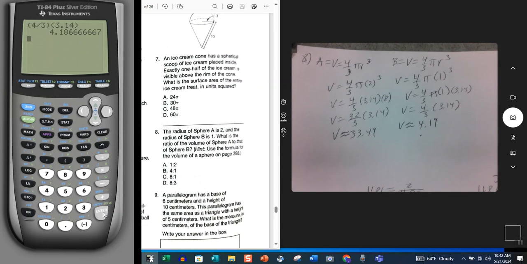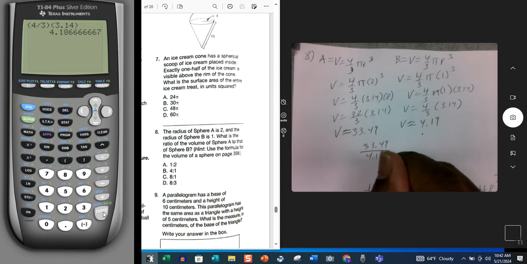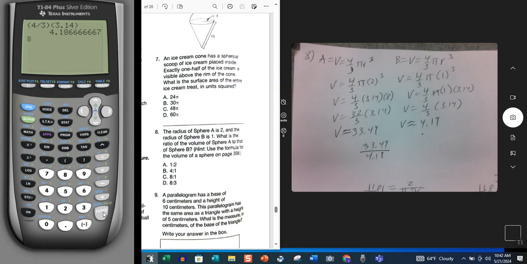So we want to do a ratio of these two. So we would do 33.49 divided by 4.19. Now, when we do this, let me clear this out here. So our ratio, if we look here, this would give us, let's do 33.49 divided by 4.19.